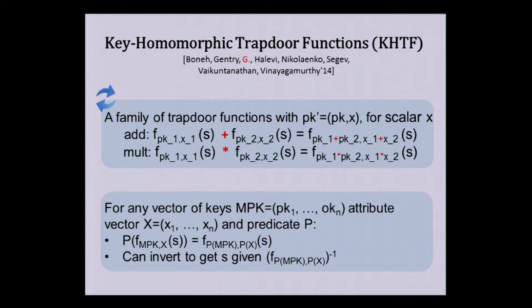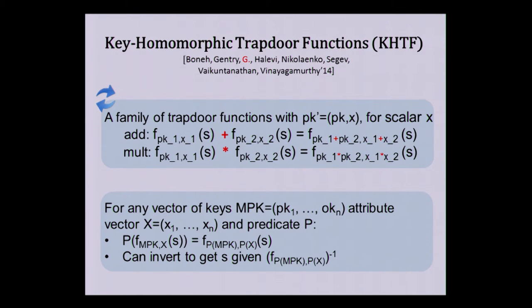Okay, so let's put it together. Let's suppose we fix a master public key as a collection of regular public keys, pk1 up to pk sub n, and we fix an attribute vector x, which consists of many scalars, x1 up to x sub n. We can take an arbitrary predicate p and evaluate it over the collection of these functions applied with respect to different public keys individually. So we take the predicate and apply it over the collection of these functions with respect to the attribute vector x. And as a result, through the homomorphic properties of this function, what we get is a function evaluation which is evaluated with respect to the homomorphically derived public key. So it's p evaluated with respect to mpk, followed by p evaluated on the attribute vector x, evaluated on s.